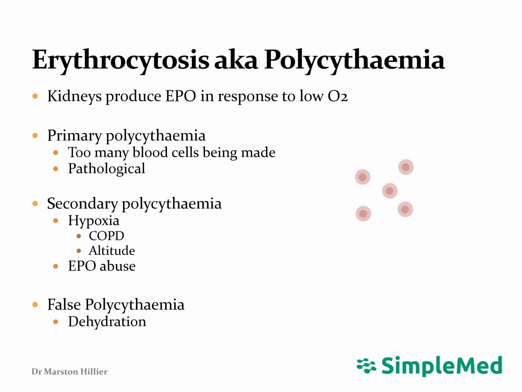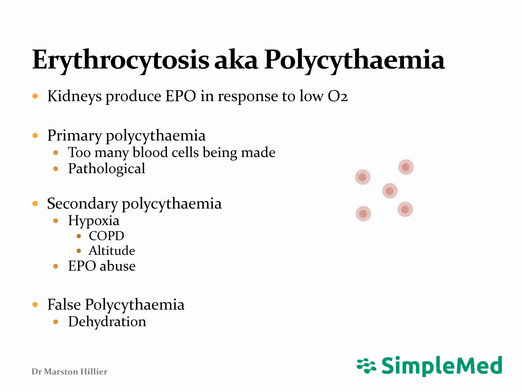Primary polycythemia represents too many erythrocytes being produced without an appropriate signal from EPO. We'll talk about this again in a moment, but it's nearly always pathological. Alternatively, you can have a physiological reason for having too many red blood cells. This is usually as a result of chronic low blood oxygen levels. A common clinical example of this is in patients with severe COPD.